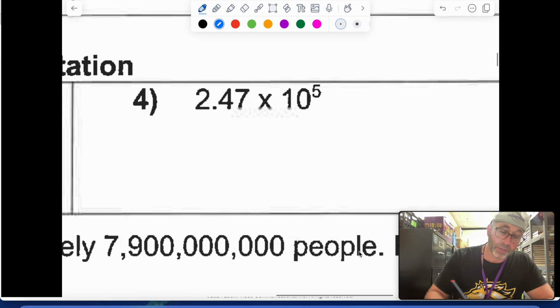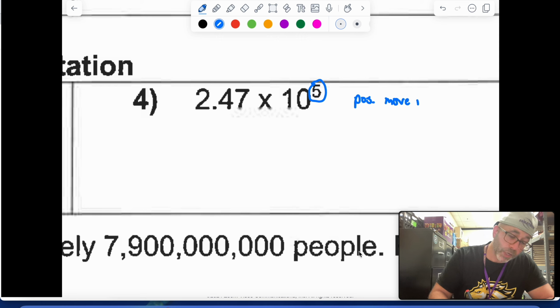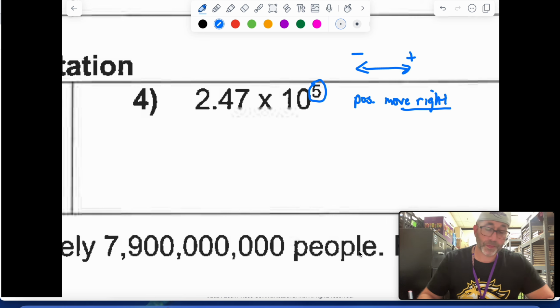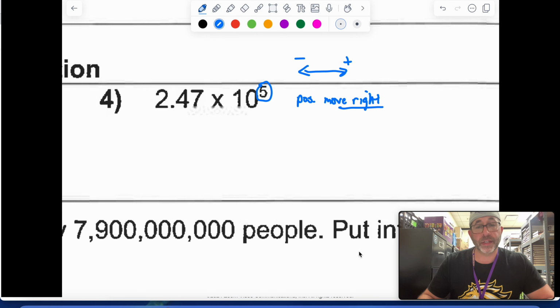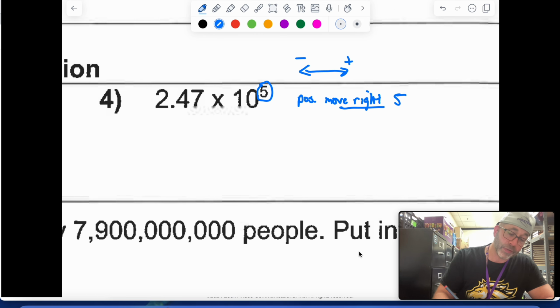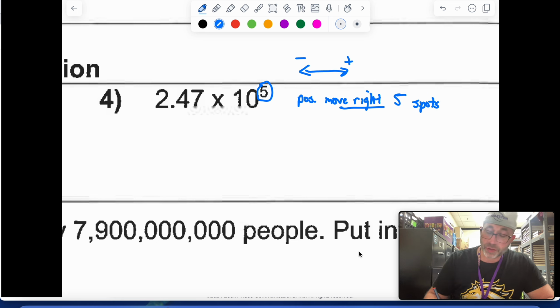Let's talk about what it's told us here. So this 5, because it's positive, we're going to move right this time. So we're going to move in the positive direction. Again, positive, negative. Okay? So we're going to take that positive and move it to the right. And we're going to move right 5 spots. Okay? So let's go ahead and write my number. We're going to have 2.47.